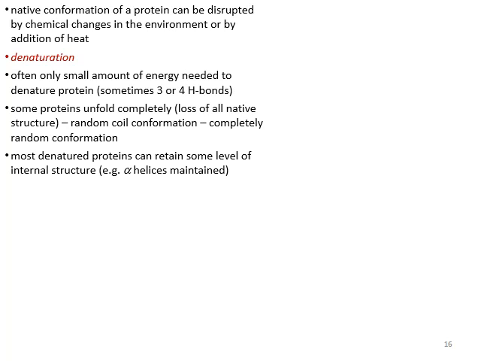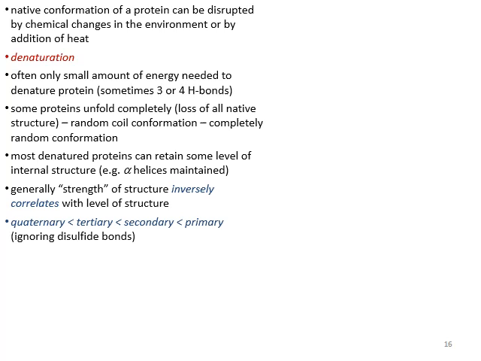However, most denatured proteins retain some level of internal structure. For example, some of the alpha helices may still be maintained despite denaturation. Generally, the strength of the structure inversely correlates with the level of structure. So quaternary is less strong than tertiary, which is less strong than secondary, which is less strong than primary in terms of strength and ignoring all disulfide bonds.